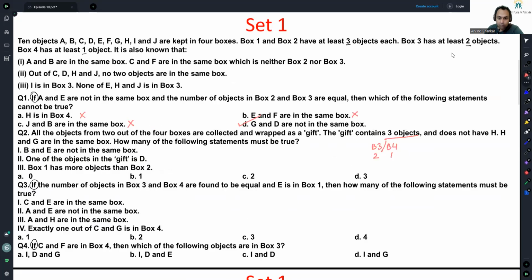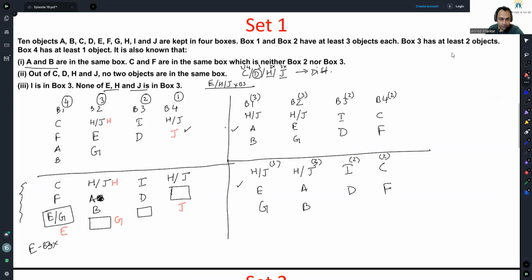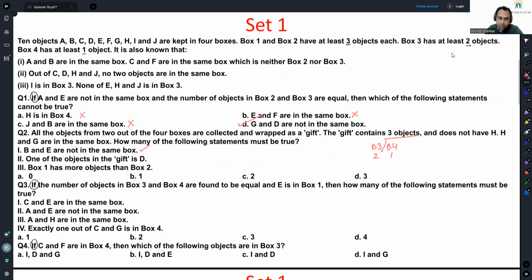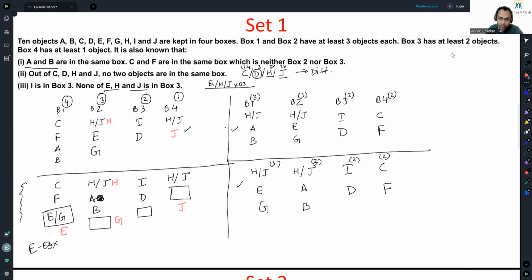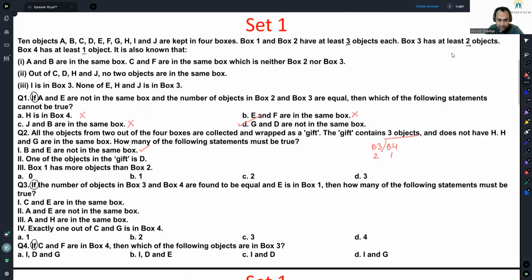Okay. How many of the following statements must be true? B and E are not in the same box. Yes, this is valid. One of the objects in the gift is D. Yes, box 3 and box 4 are being used. So one of the items is D.